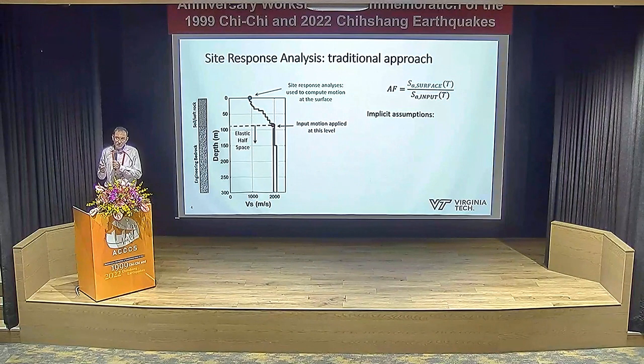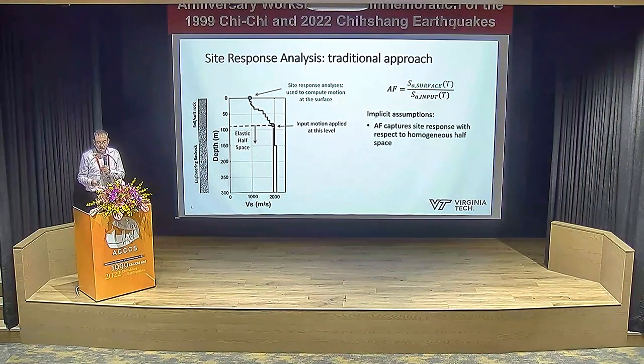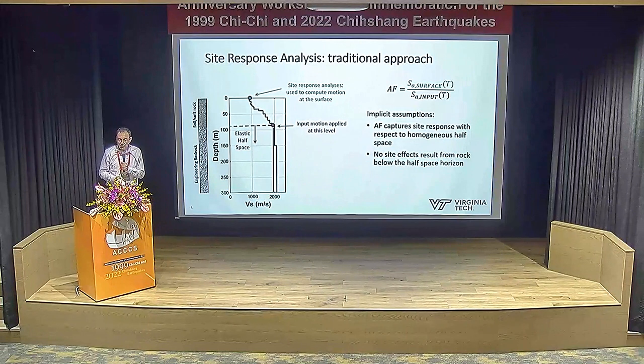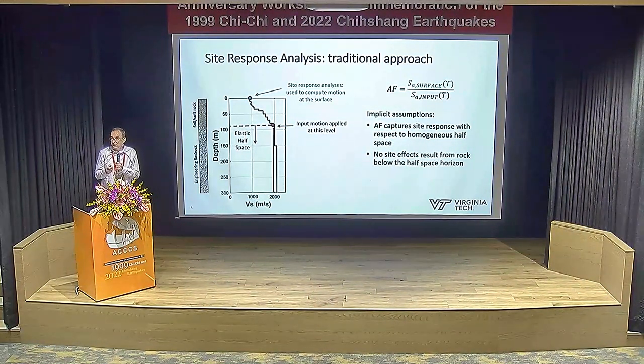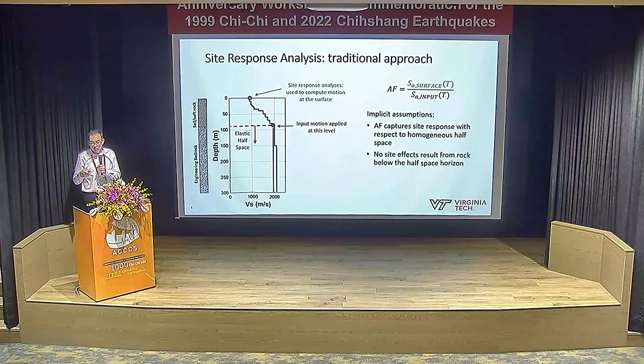We define amplification factors then as the spectral acceleration at the surface over the spectral acceleration of the input motion. The implicit assumption, however, when you take this approach, is that the amplification factor is capturing site response with respect to a homogeneous half space. So you're making the assumption that you have a homogeneous half space, therefore you have no site effects that can result from any rock below the half space horizon. So if in reality you don't satisfy the assumptions of the half space horizon and there is an impedance contrast at depth, you're not capturing that in your site response analysis.